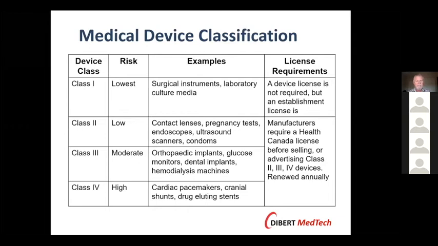So these are class 2, 3, and 4 devices, which require a medical device license, and class 1, which is the lowest risk. The company requires a license to sell the product, but the individual devices do not have a medical device license themselves. However, the products in class 2, 3, and 4 do require a license. And the review process and the materials that Health Canada needs to review to make a decision, authorization or not authorization.